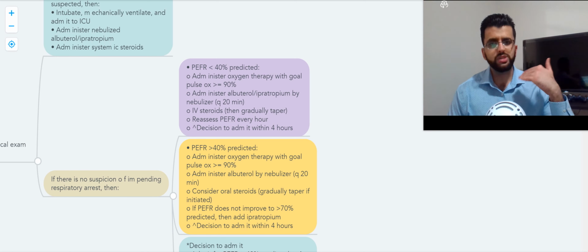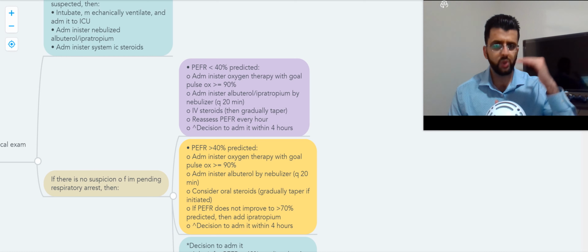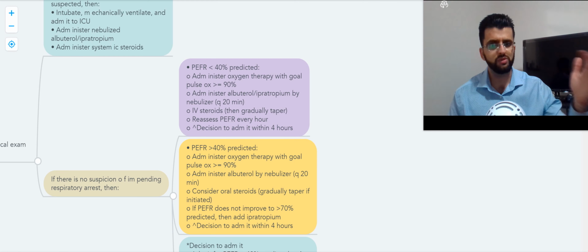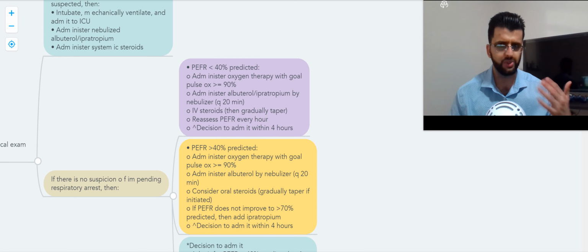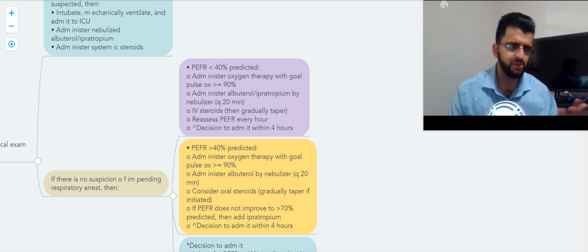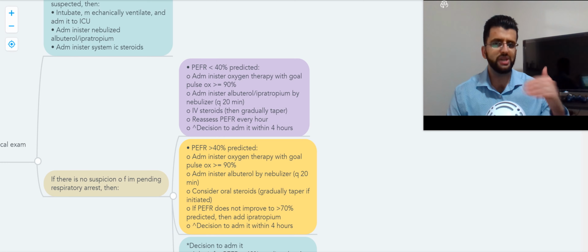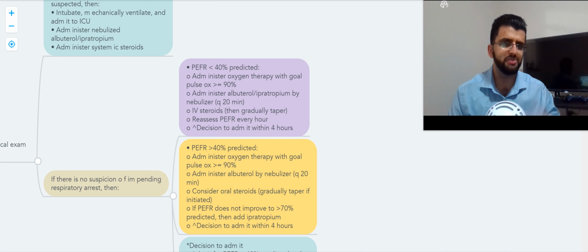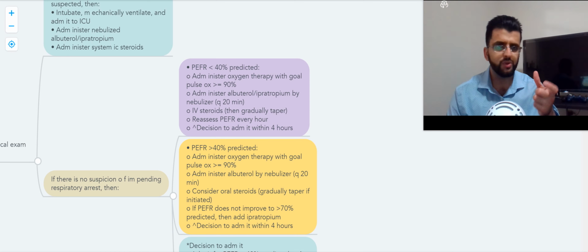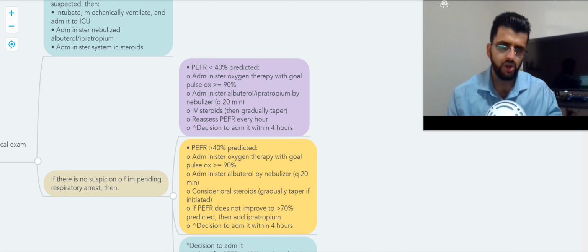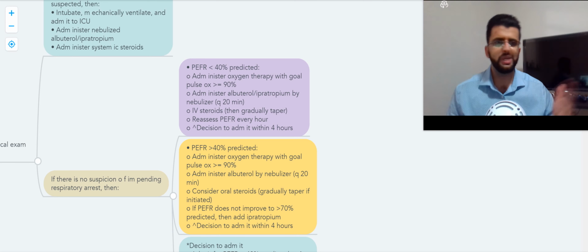But if the peak expiratory flow is more than 40, then you give oxygen until the pulse ox is more than 90. You give albuterol by nebulizer. You give oral steroid in this case because it's not that bad. We don't need systemic steroid. You can do systemic too, but oral if it is more than 40. Okay. If the peak expiratory flow rate doesn't improve to more than 70 after 4 hours, then you admit. If it didn't improve within the first hour, you give ipratropium. If it didn't improve after 4 hours, you admit.